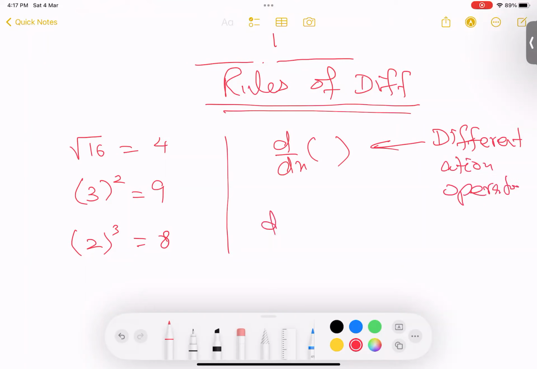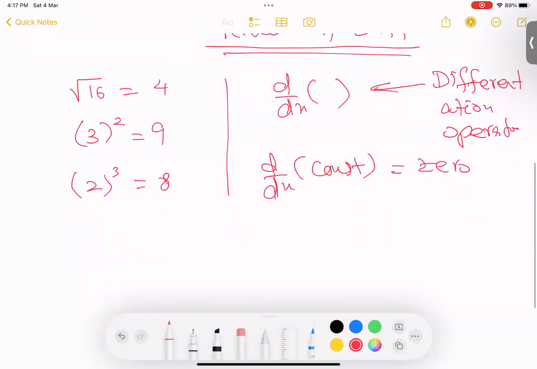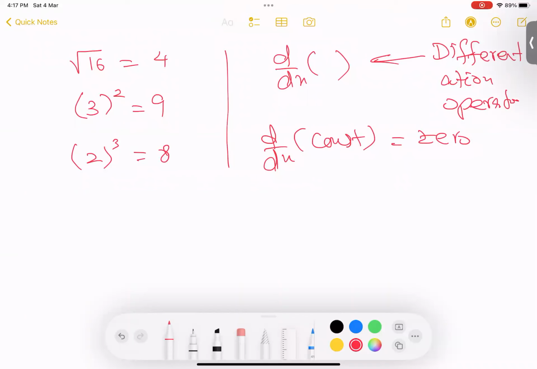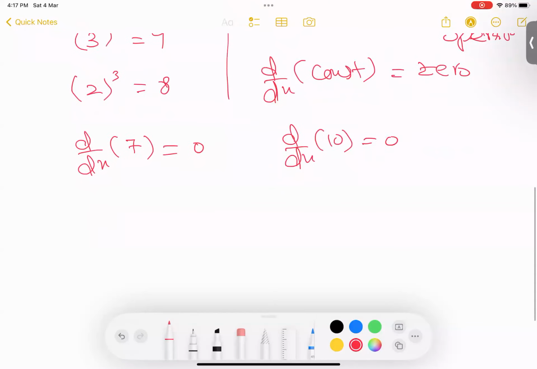How it works? If you give any constant inside the bracket, it will give you 0, the fixed formula. I repeat, if you're not understanding, I give you some examples. So let's start. If you apply the differentiation operator on 7, it will give you 0. If you apply it on 10, it will give you 0. It's a fixed formula. So the differentiation of any constant, for example k, is 0. And the differentiation of any constant, for example a, the answer is 0.